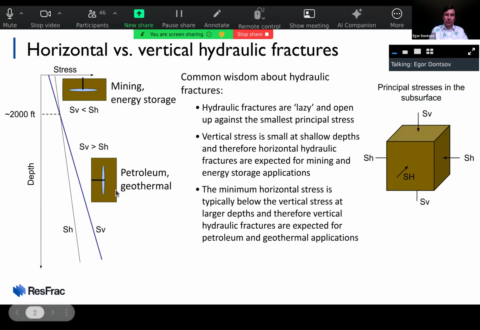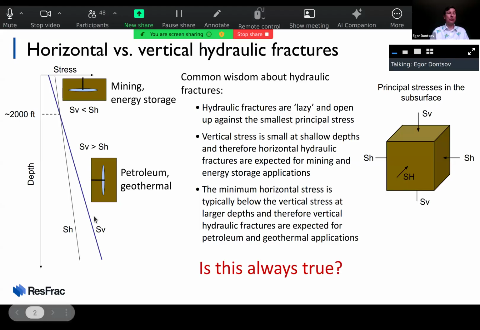all physical systems want to minimize work or energy. So they open against the minimum principal stress, or the least principal stress, which at larger depths is typically the minimum horizontal stress. At shallow depths, for minor energy storage applications, we often have the opposite happening, and that's why we see some horizontal fractures. But for petroleum and geothermal, we often assume that the induced hydraulic fractures are vertical, because we are at larger depths, maybe 10,000 feet, 7,000 feet kind of scale.